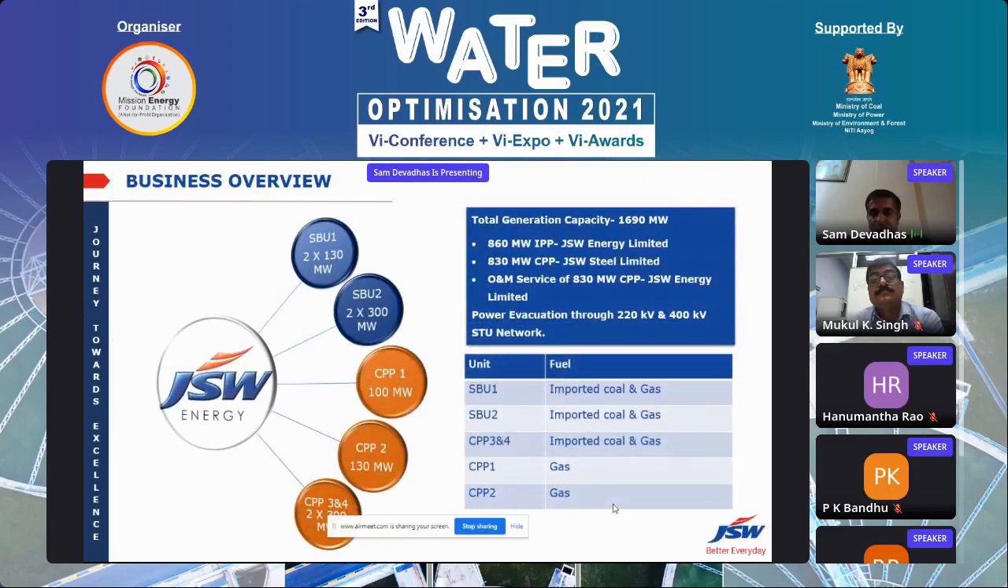We have 2 x 100 megawatt and 2 x 300 megawatt. This 860 megawatt belongs to JSW Energy, and 830 megawatt is a captive plant, where we are doing wind business. All these plants use both coal as well as gas. Gas is used as an additional retrofit in our system, so instead of flaring it out, we use it. With this, we are able to generate about 10% of the generation of each unit.